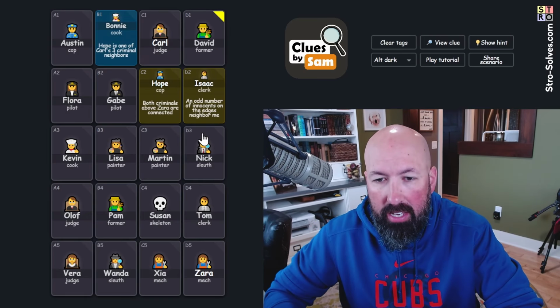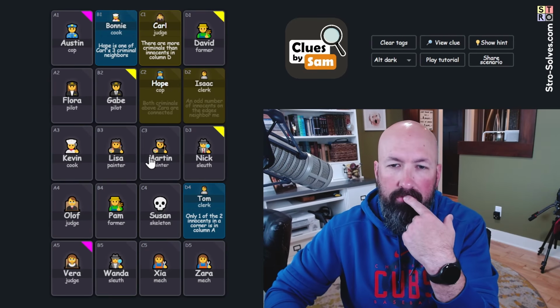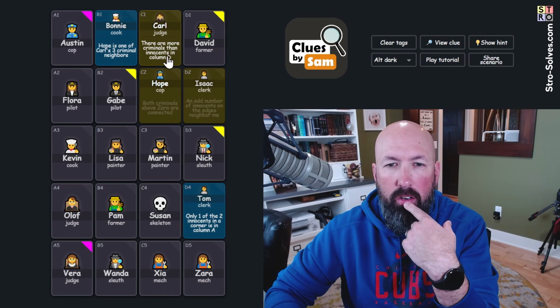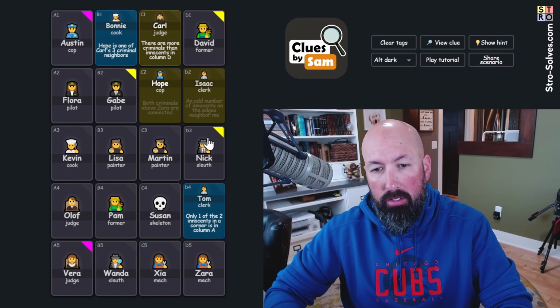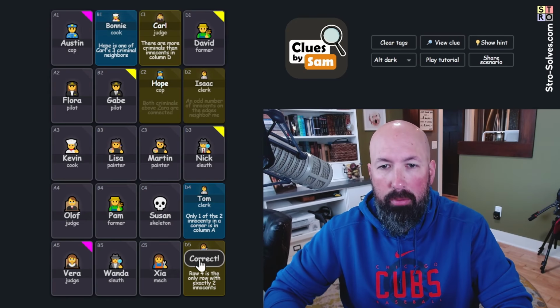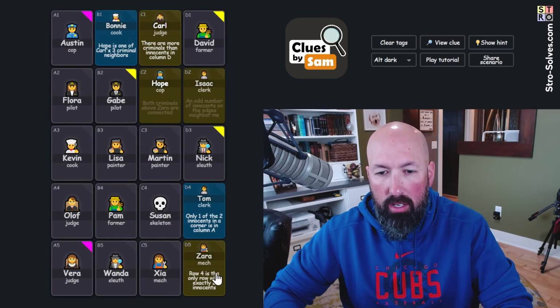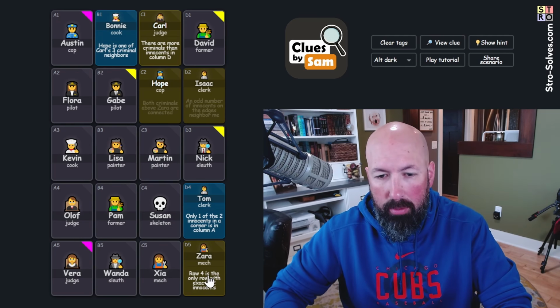Only one of the 2 innocents in a corner is in column A. So there's 2 innocents on corners, and only one of them is in column A. So these 2 are one of each. Okay, there are more criminals than innocents in column D. We already know there's 2 criminals and 2 innocents, and there has to be more criminals than innocents, which means Zara is a criminal. So Zara is one of the 2. So we have 2 innocents in the corners, which means we also have 2 criminals in the corners. Zara is one of the criminals in the corners.